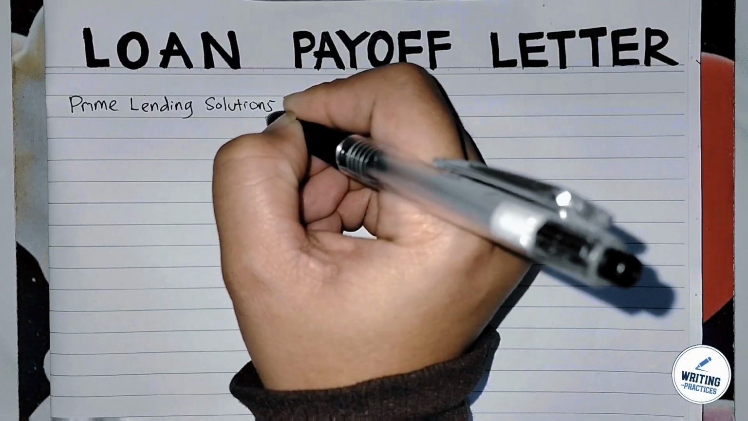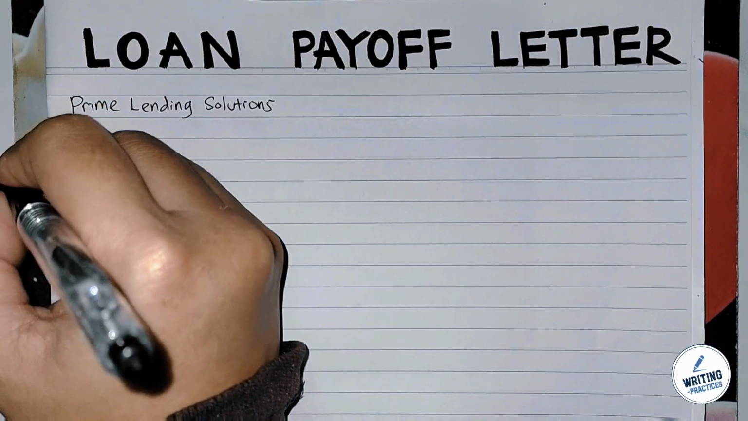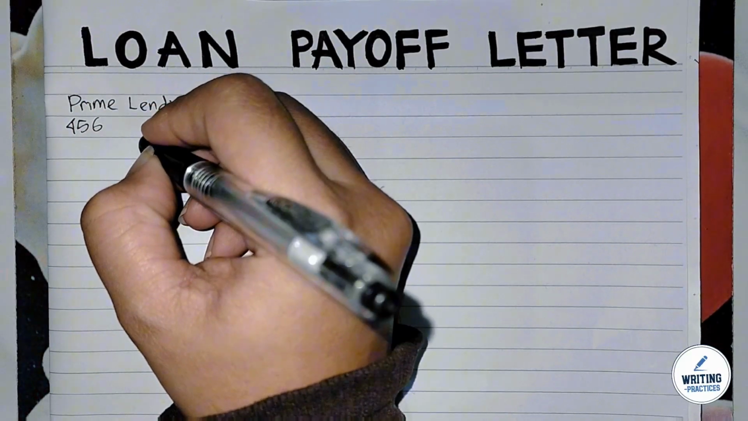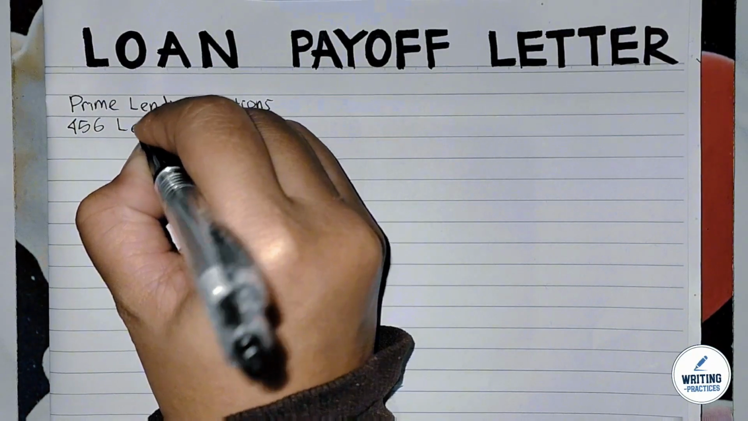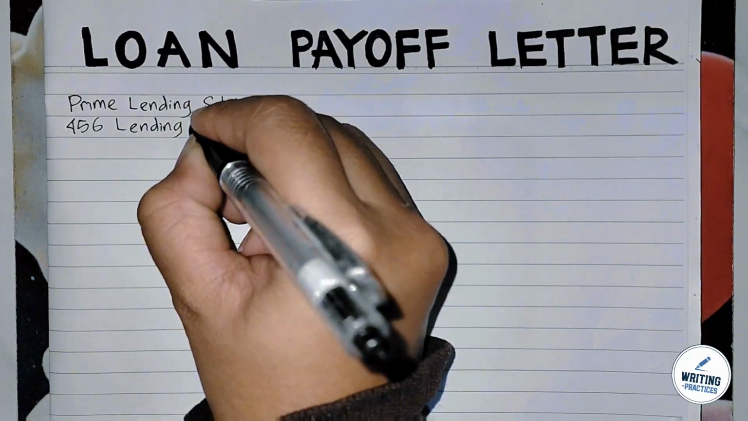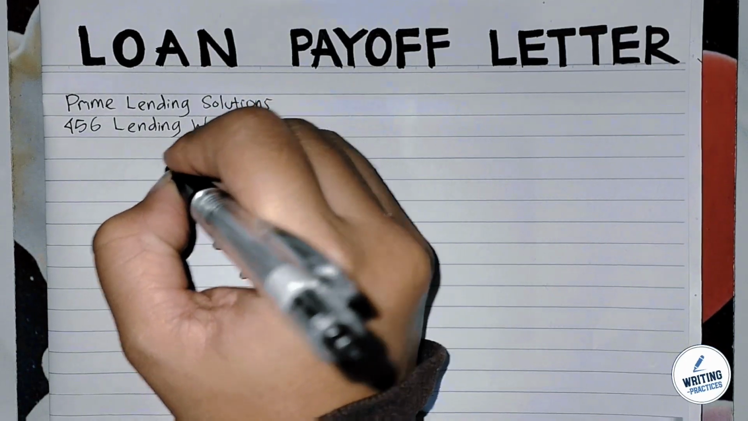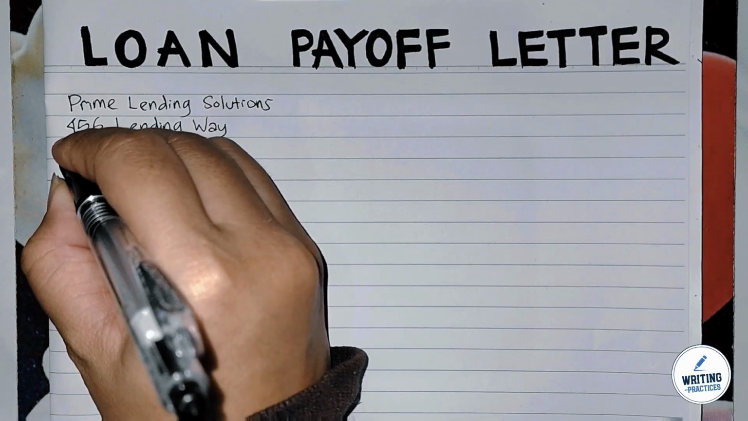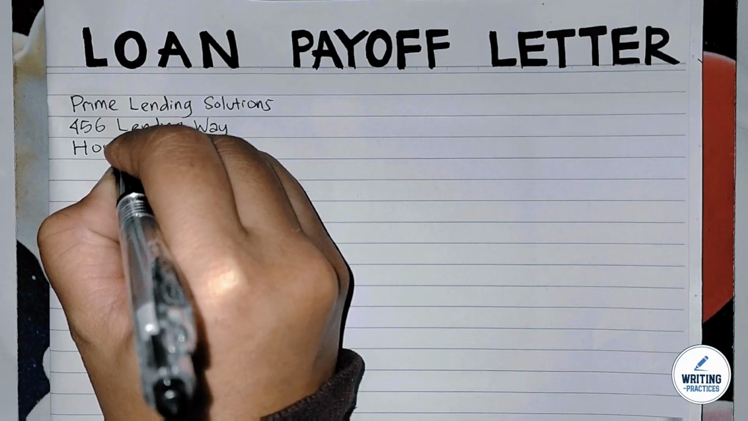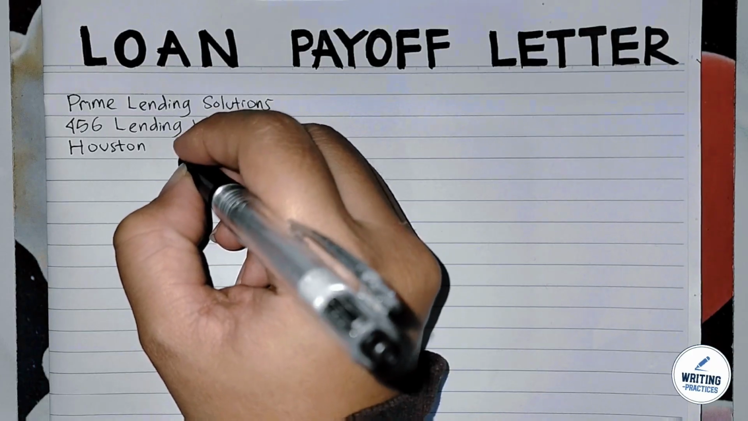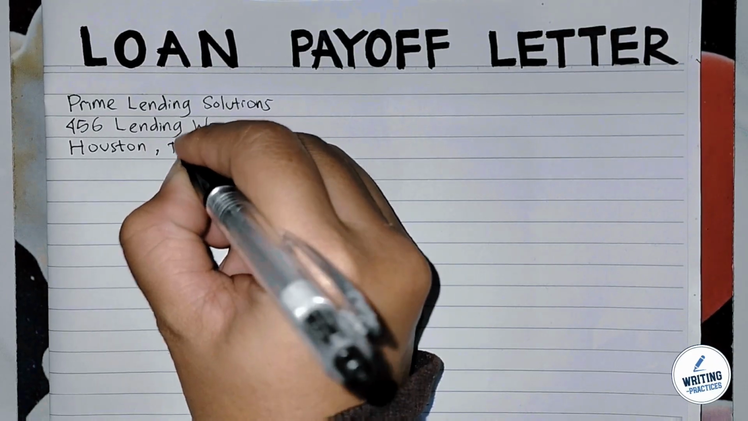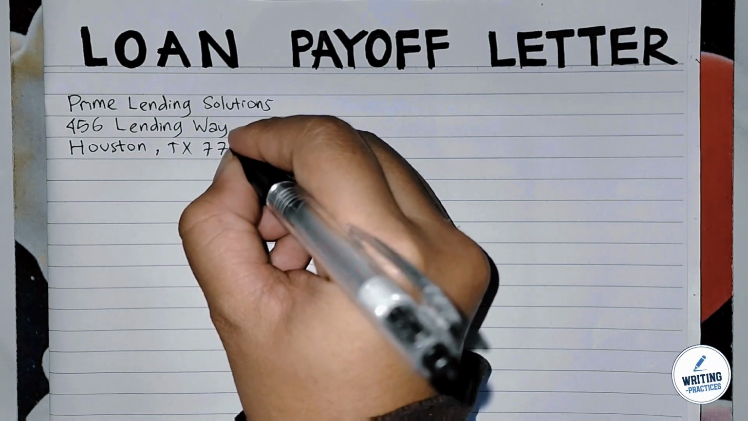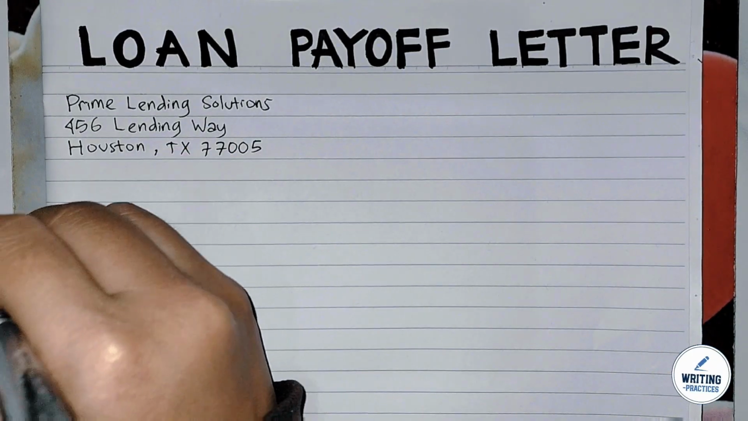This letter typically includes details such as the loan account number, the amount of the final payment, the total amount of interest paid, and the date the final payment was received. The letter serves as an official acknowledgement that the borrower has fulfilled their loan obligations and that the account is now closed. It is an important document for the borrower's financial records, as it provides proof that the debt has been completely satisfied. Here, Writing Practices will show you how to write a loan payoff letter step by step.